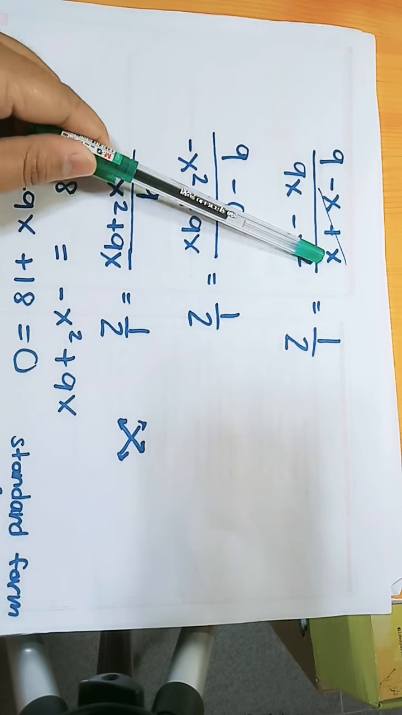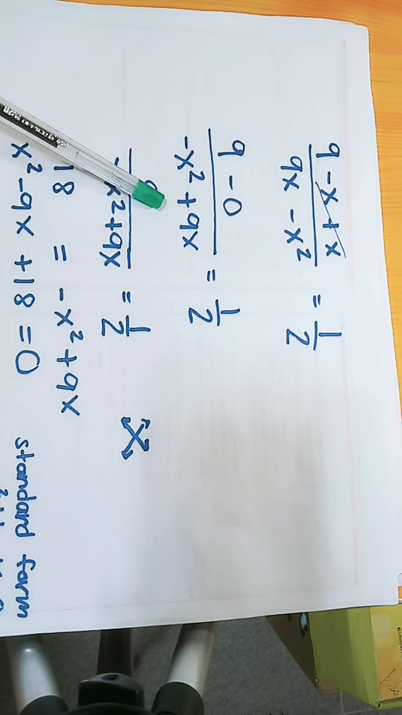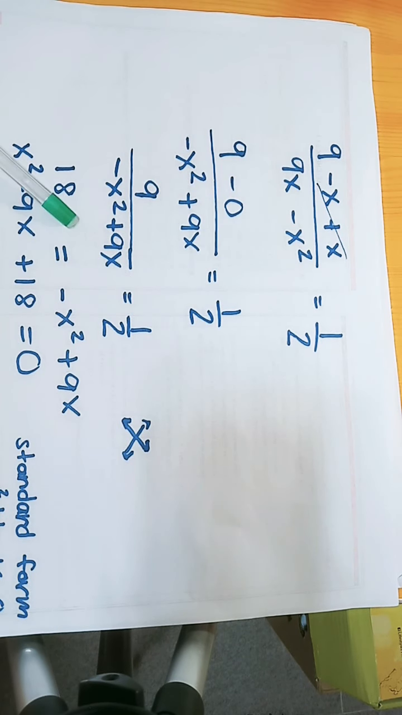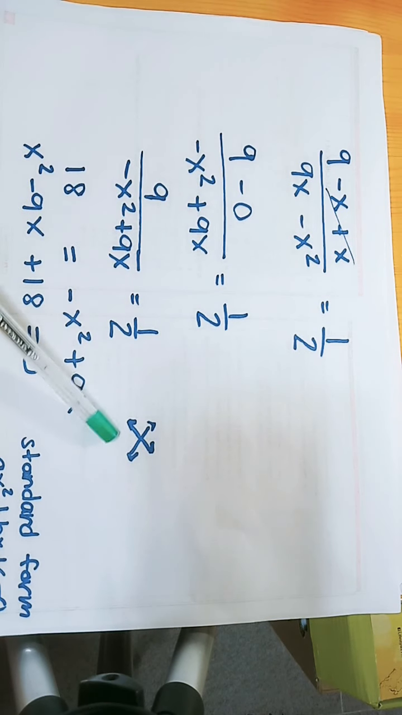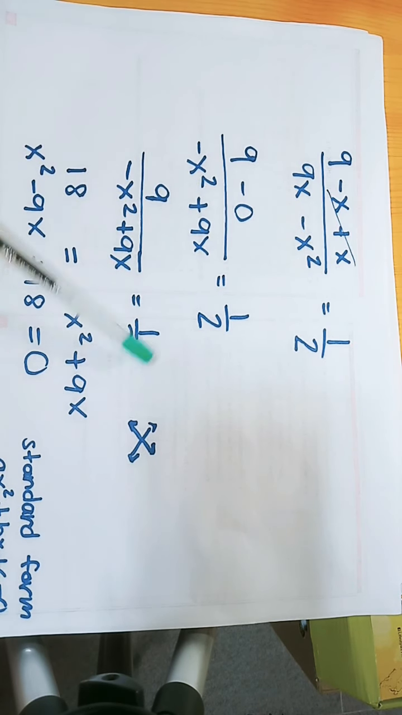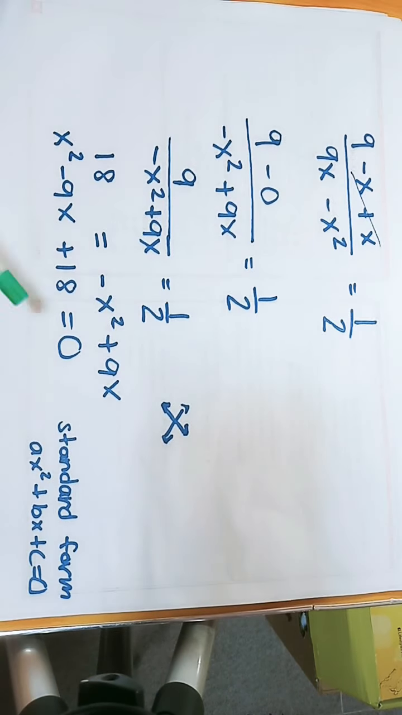So, cancel na natin yung x. We have 0. Then, i-rearrange lang natin ito. So, magka-come up tayo dito. And pagdating naman dito sa part na to, gumamit ako dito ng cross multiplication. So, 9 times 2, 18. Then, 1 times itong binomial na ito. So, we have negative x squared plus 9x. Then, makakakuha na tayo ng standard form ng quadratic equation.